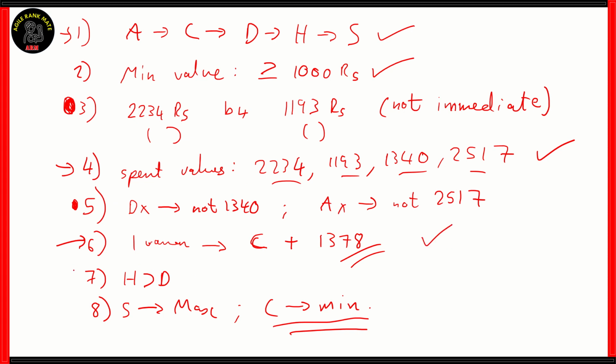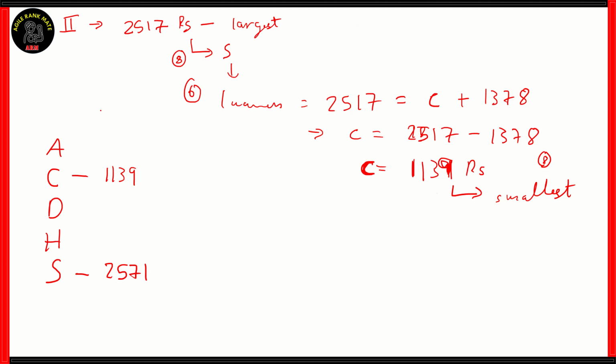We also need to make sure that the seventh condition has to be met. Helen has to spend more than Dhanuka. And the eighth condition is also met. So we need to make sure 3, 5, and 7 are met in the possibilities present in the second scenario.